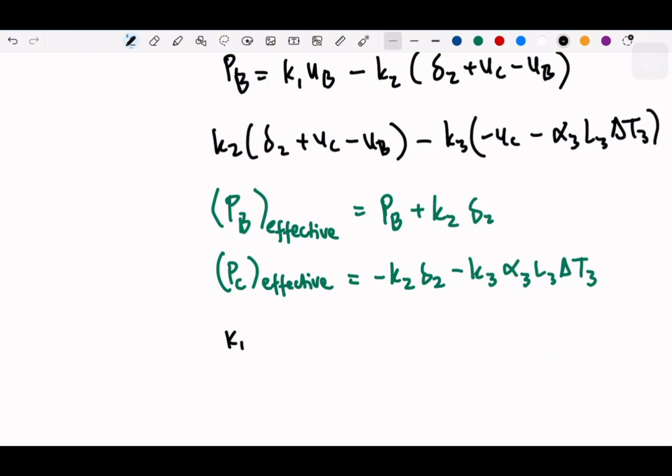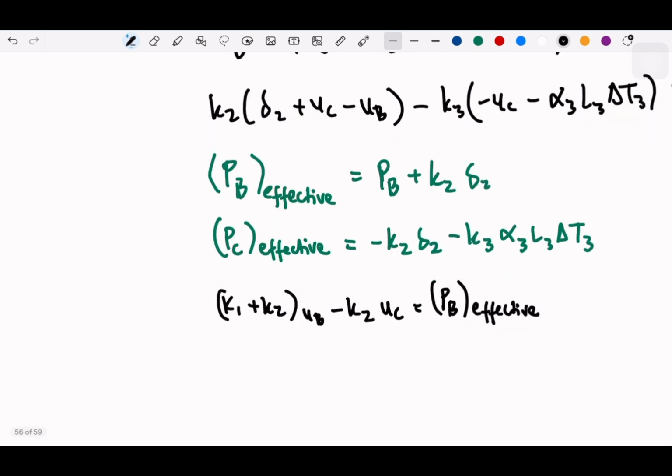So this will be K1 plus K2, after some substitutions. I will skip some algebra, but if you substitute, this will be what you have if you use the PB effective loads. And same thing with the second equation, this will be plus... so we have this PC and PB effective loads. And then from this part, we can write UB and UC.